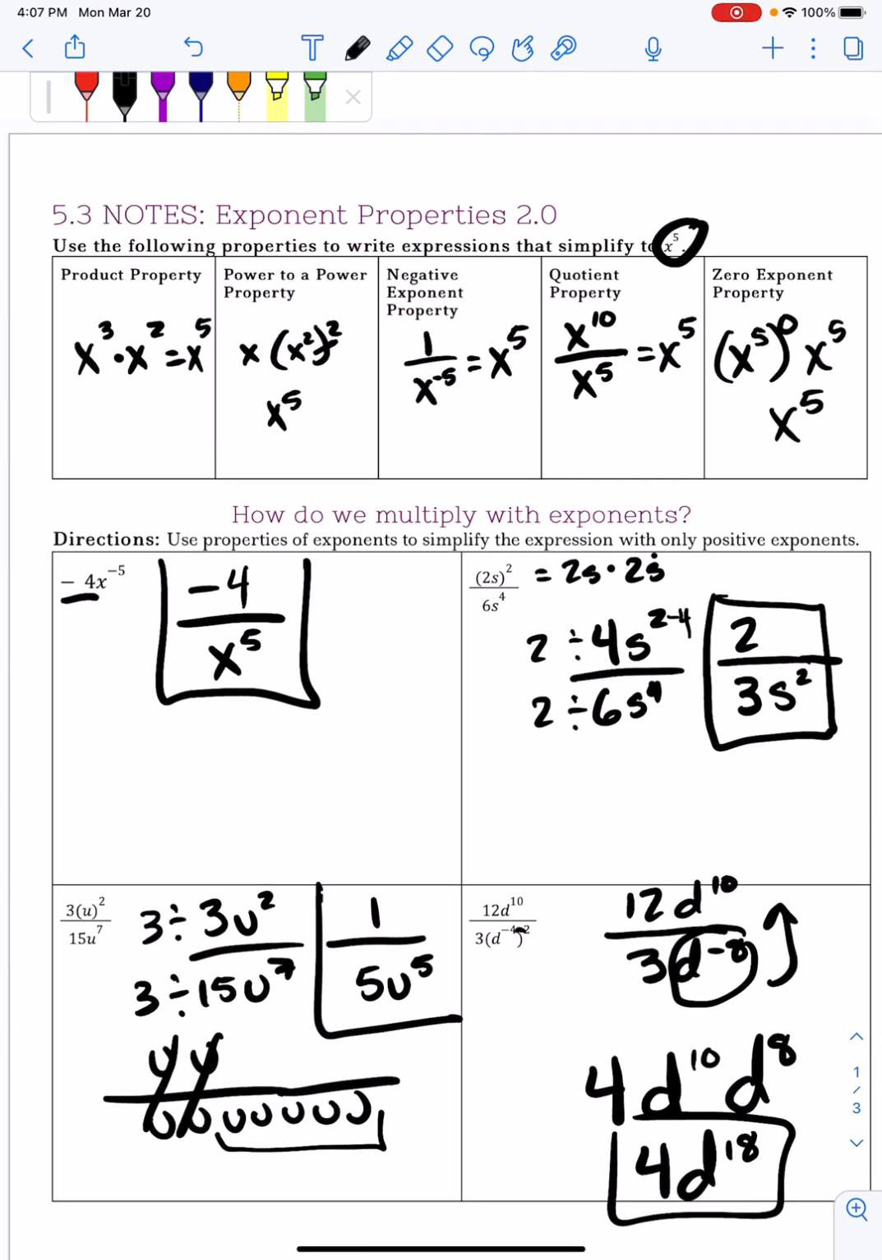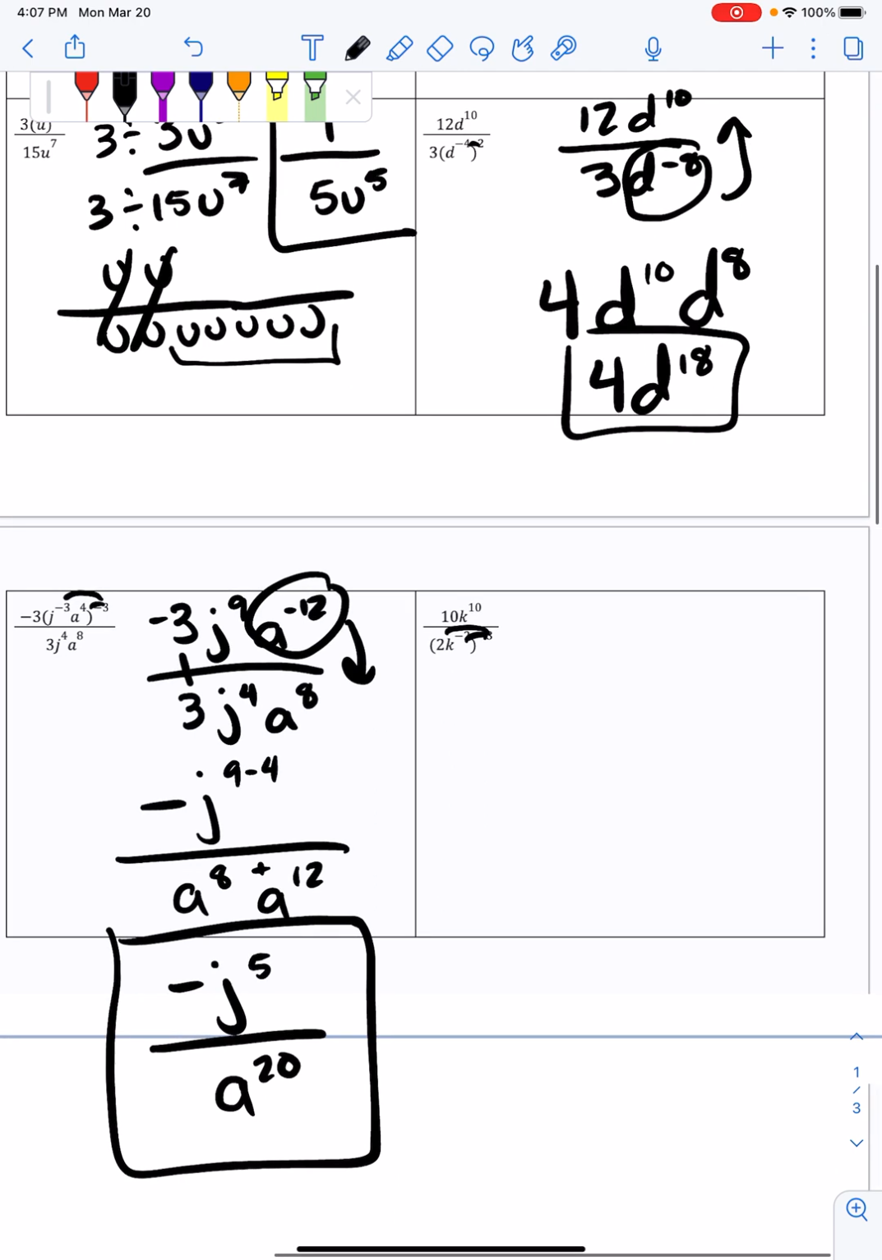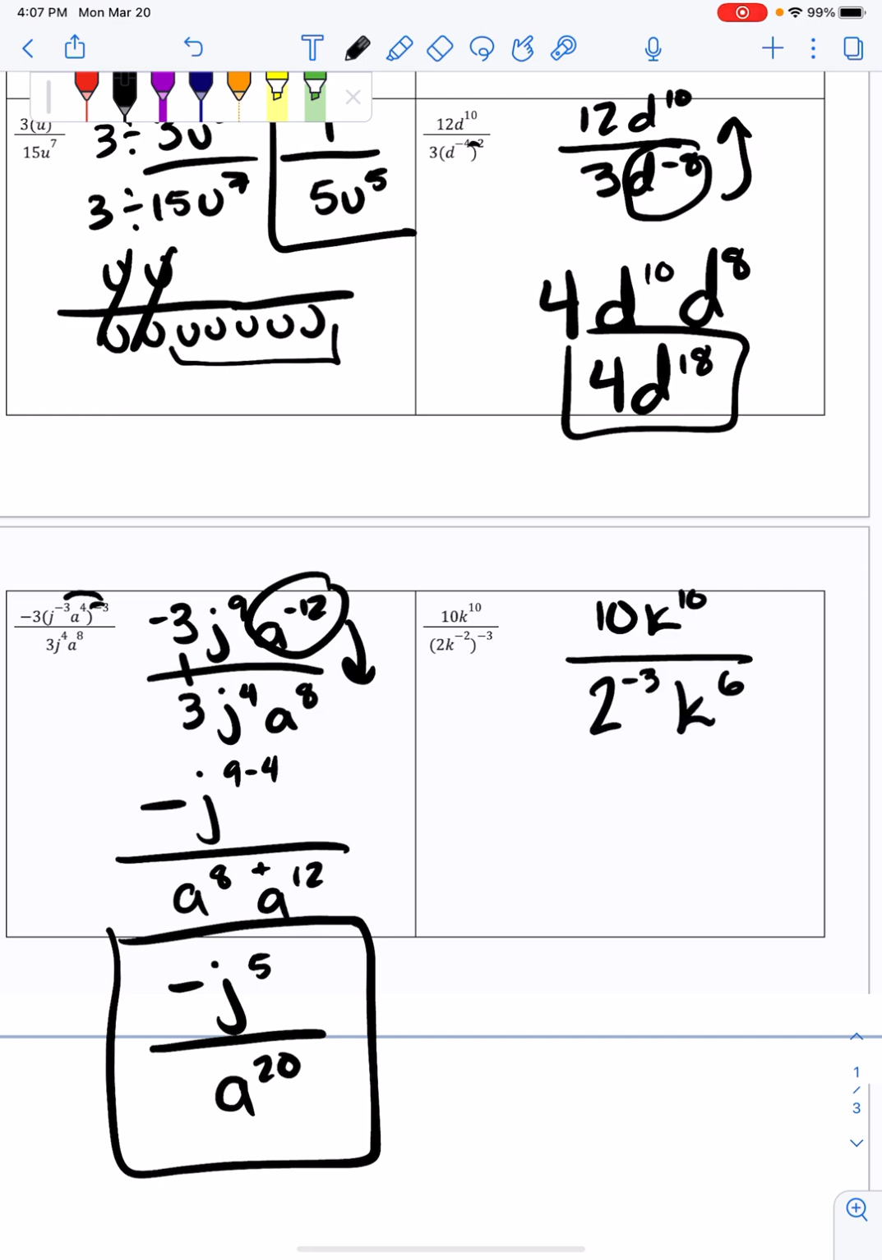All right, last but not least, we are going to distribute this exponent to both the 2 and the negative 2. So 10k to the 10th on the top. I've already lost what I was distributing. All right, so we get 2 to the power of negative 3 and k to the power of positive 6. These 2's want to come up, and we get 2 to the power of positive 3 times 10 times k to the 10 over k to the 6.